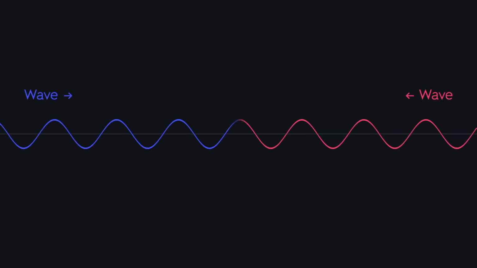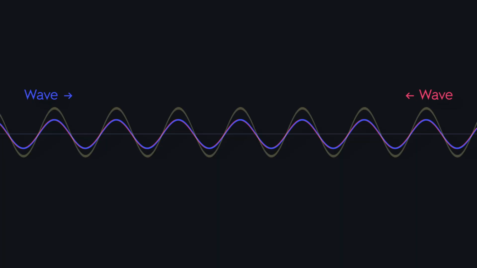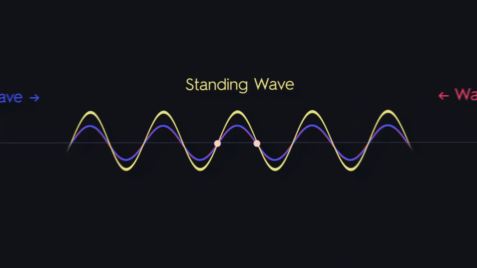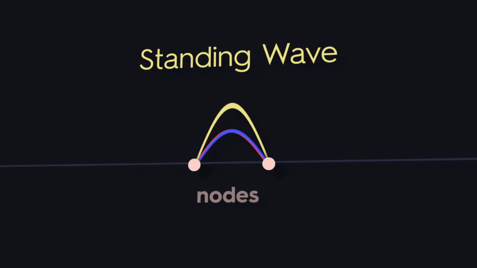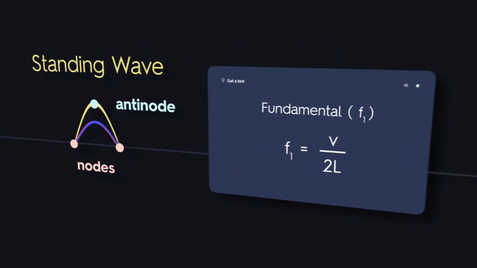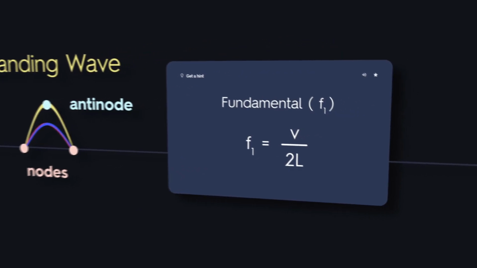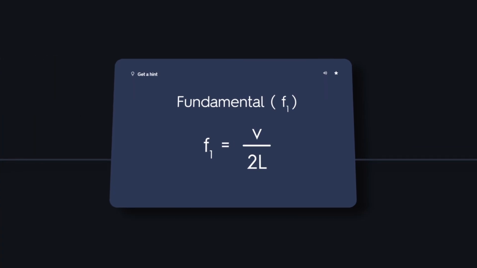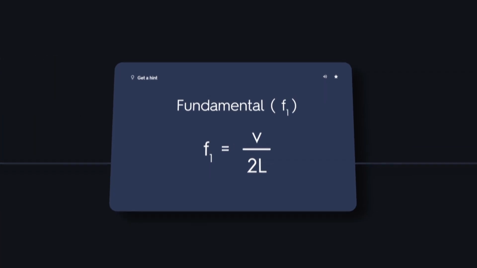When ripples traveling in opposite directions overlap perfectly, they form a standing wave. The ends stay still. Those are the nodes. And the middle moves most. That's the antinode. For the lowest tone, called the fundamental, the frequency equals V over 2L, where L is the vibrating length of the string.